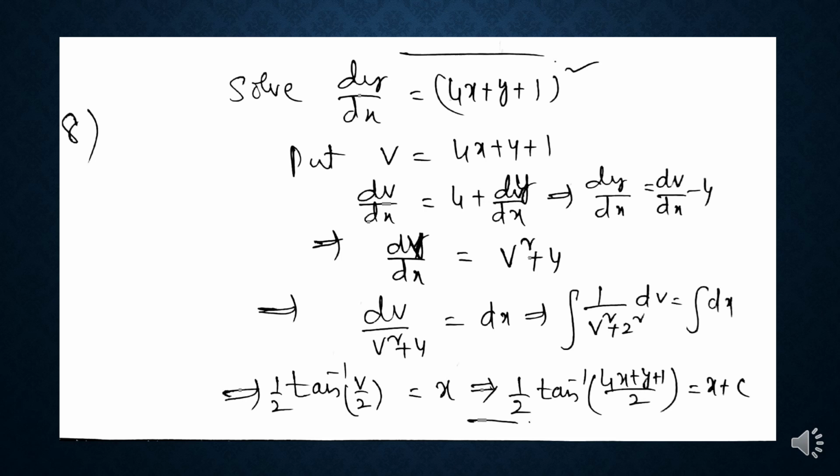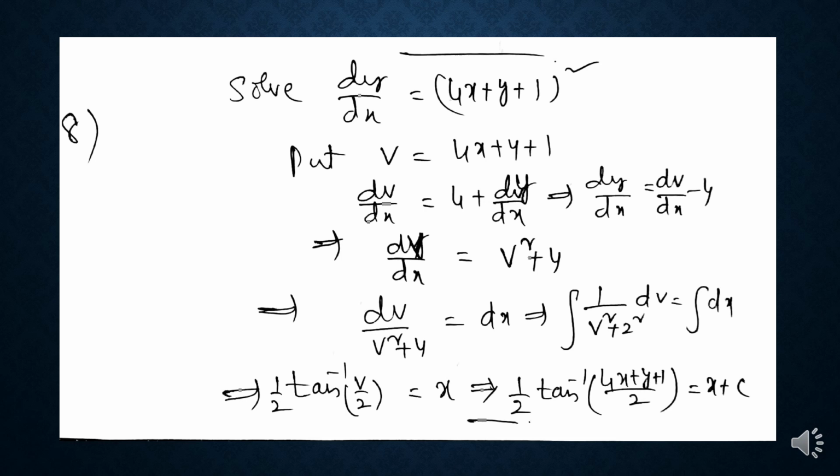Now dy by dx is equal to v square, and dy by dx is equal to dv by dx minus 4. So dv by dx minus 4 is equal to v square, that is dv by dx is equal to v square plus 4. Now separating the variables here, dv by v square plus 4 is equal to dx. So integral 1 by v square plus 4 can be written as integral 1 by v square plus 2 square dv is equal to integral dx.